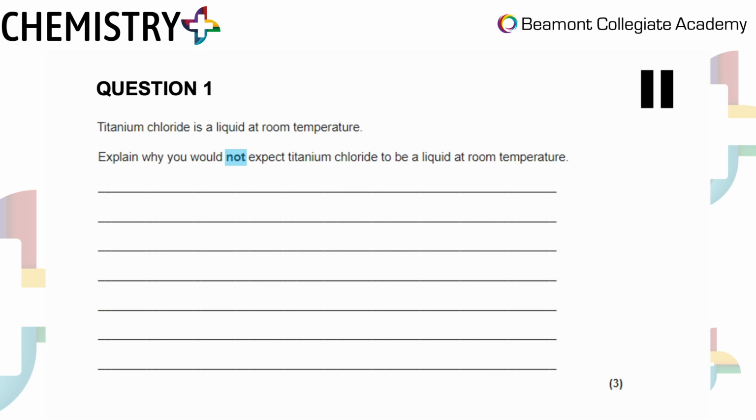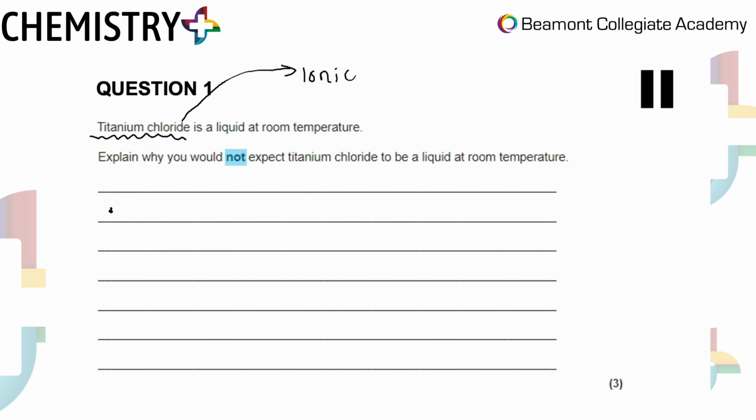So how did you get on? The first thing to point out, if you're unfamiliar with this substance, I'd be looking at my periodic table. Titanium is a metal. Chlorine is a non-metal. So this is an ionic substance. What's unusual about that is that it is a liquid. I would expect it to be a solid. Explain why you would not expect titanium chloride to be a liquid at room temperature.